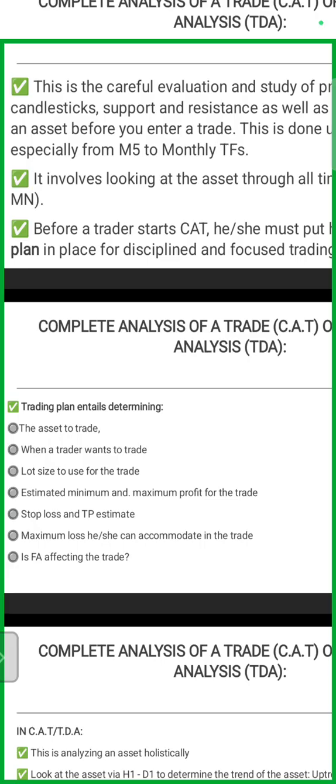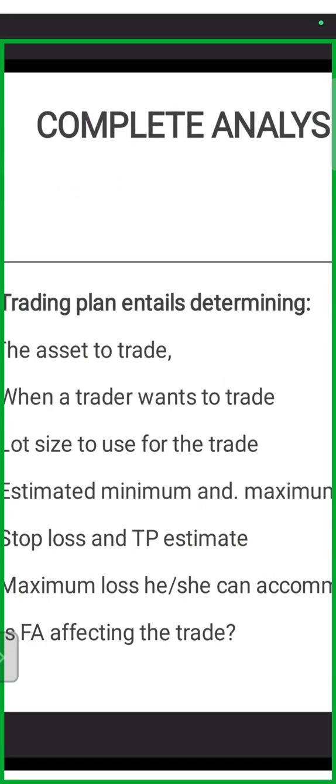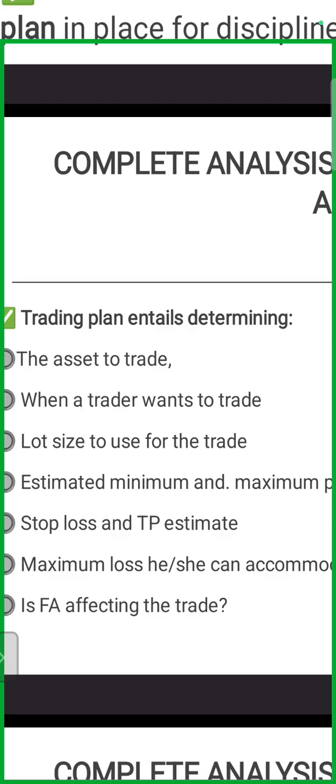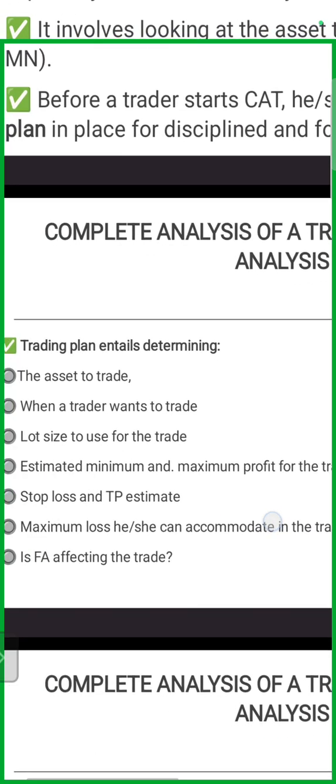So then, when do you want to trade it? Your trading plan should feature that. Lot size to use. You must determine the lot size. Then you must determine how much minimum and maximum profit for the trade.